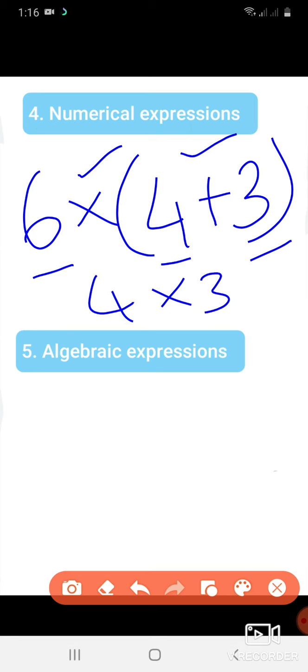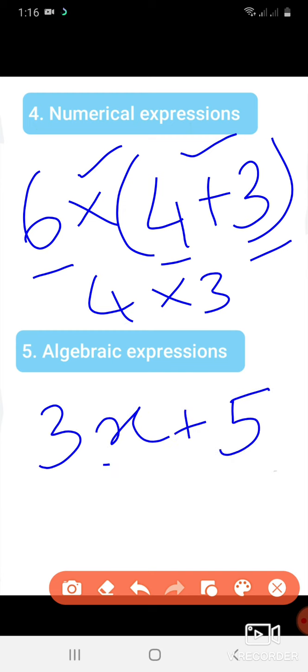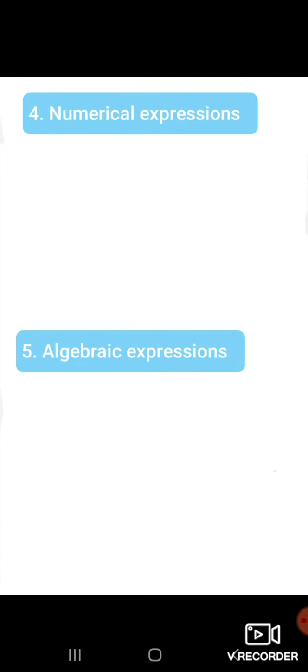Now come to the next one, algebraic expression. What is an algebraic expression? In the same way, if the expression has both variable and constant, then we can say it's an algebraic expression. For example, 3x plus 5. Here we have both variable and constant, so we can say 3x plus 5 is an algebraic expression. Is it clear, students? Yes.